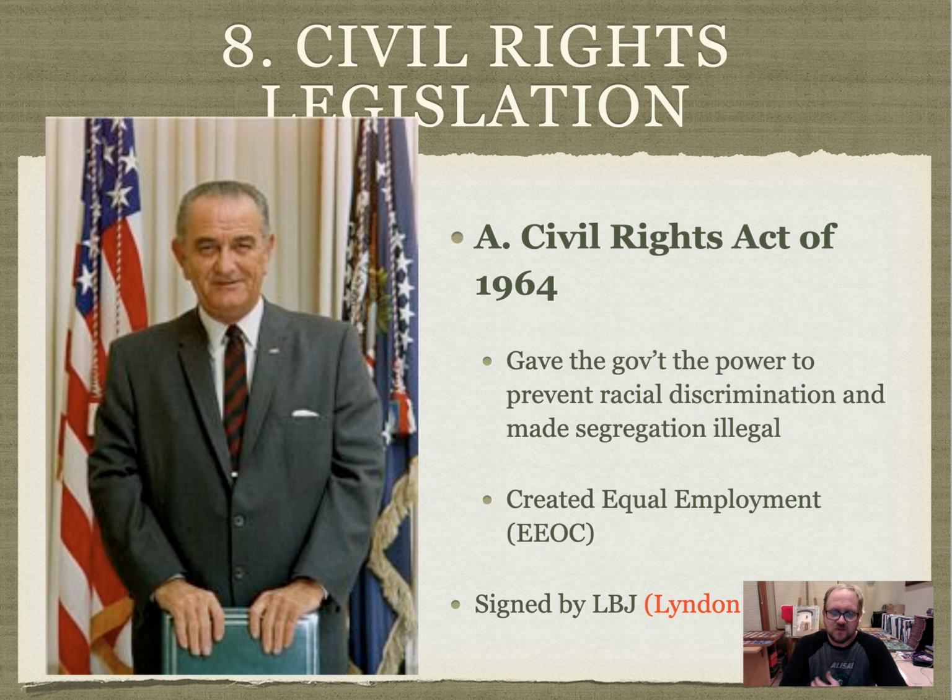And because of this, we're going to see the federal government start acting and passing legislation to solidify civil rights for African Americans. The Civil Rights Act of '64 is going to give the government the power to prevent racial discrimination and make Jim Crow laws illegal. It's also going to create the Equal Employment Opportunity Commission to basically push for African American jobs and being hired economically.